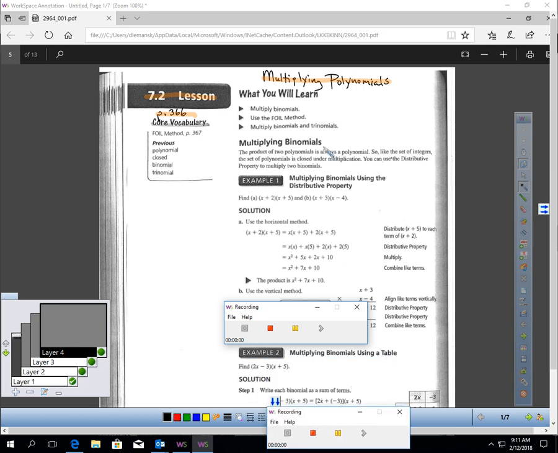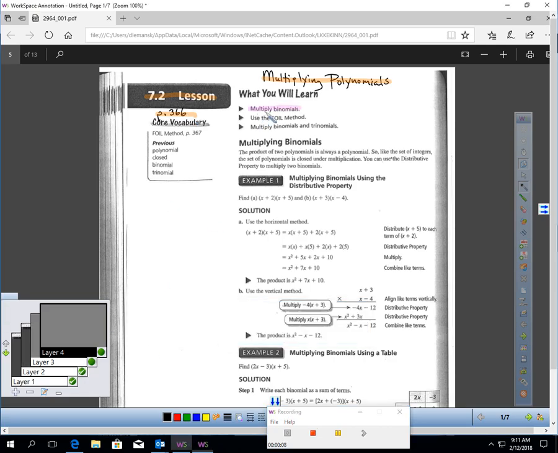This is lesson 7.2, multiplying polynomials. You should be on page 366. In this lesson, you will learn how to multiply binomials. You will learn how to multiply binomials and trinomials.